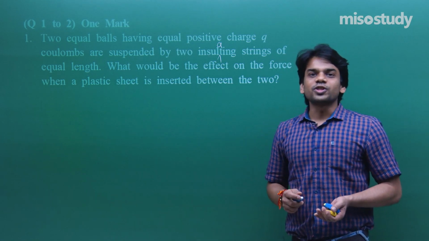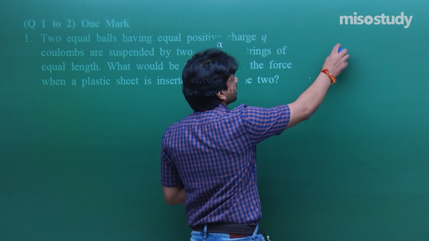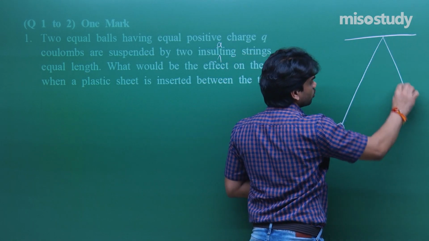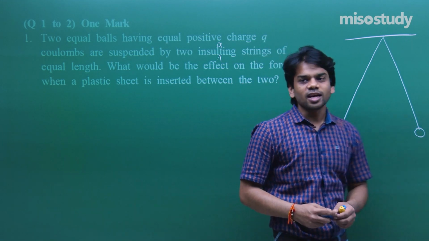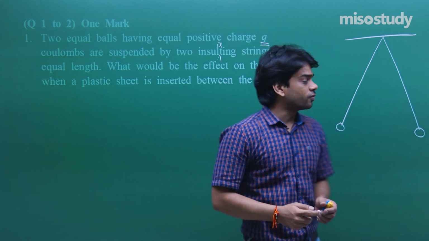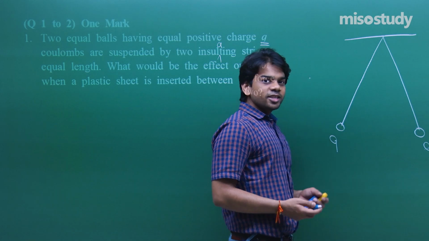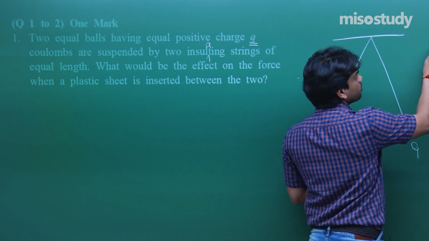Now, it's a very simple question. It asks what is the effect on the force acting between two charges. So the case will be something like this. We have two insulating strings and two balls which are carrying charges. You see the charges, those are Q coulombs on each of them. So if I mark this Q, let's say initially the space between them is vacuum, so the force acting between them will be when it's vacuum.